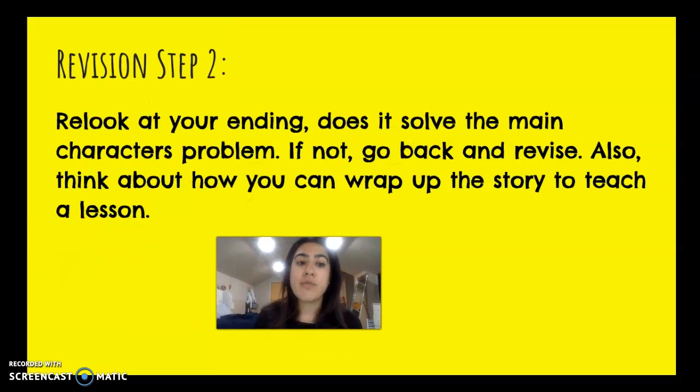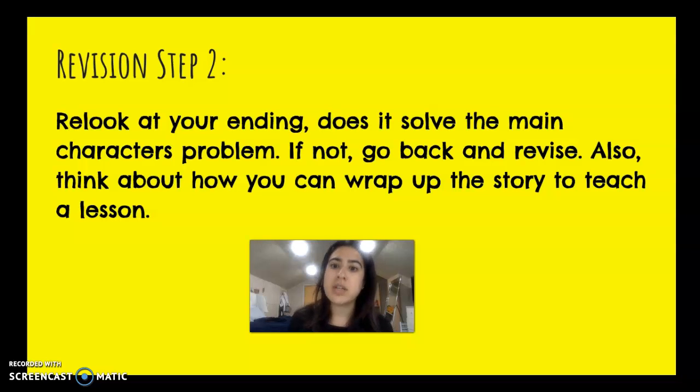You can also relook at your ending. Does it solve the main character's problems? If not, you need to go back and revise and think about how you can wrap up the story to also teach a lesson. So here is the ending of that very story.